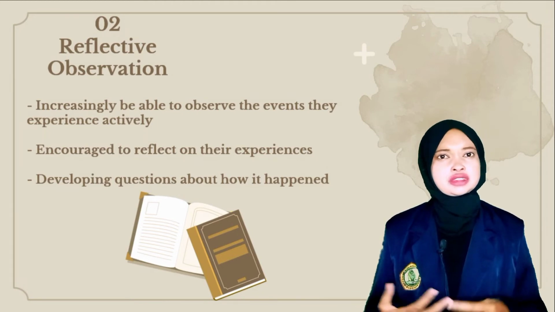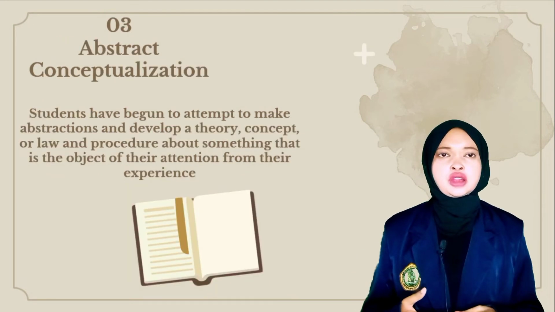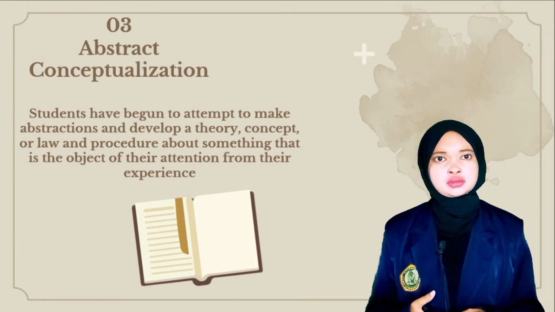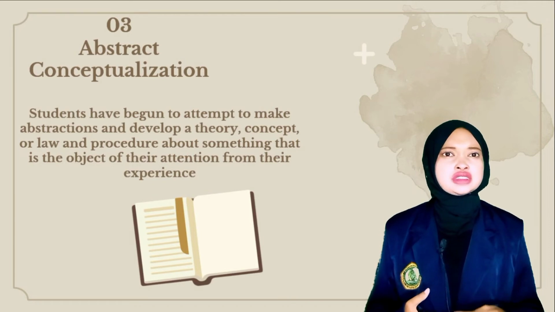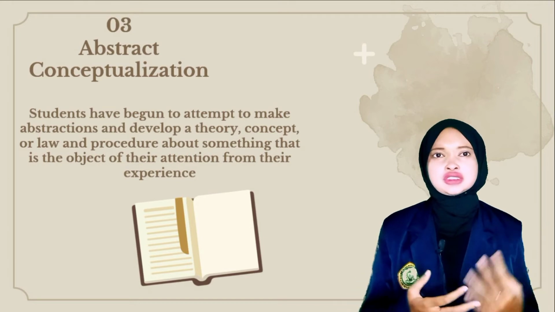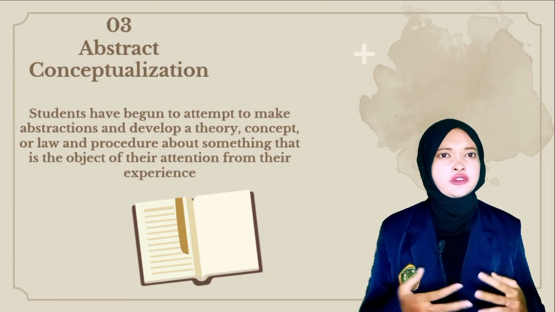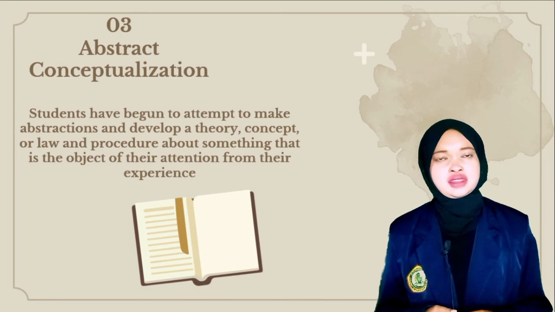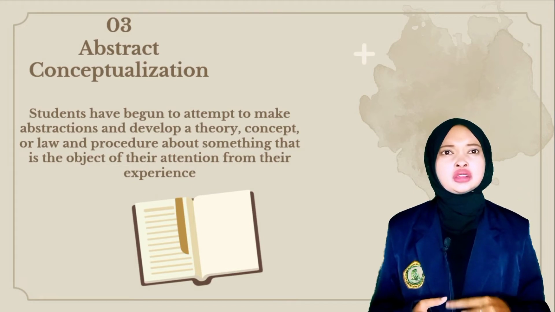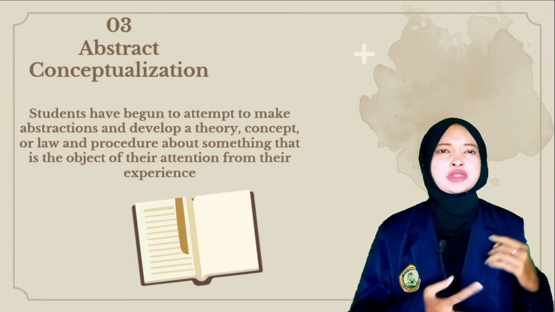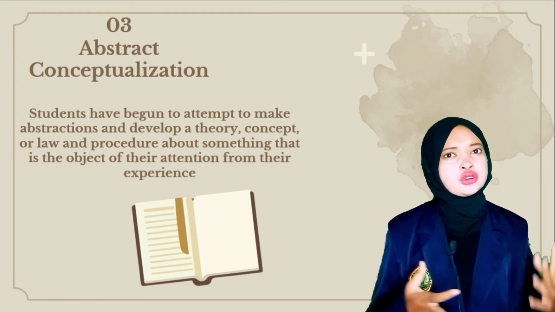After making observations from the experience found, the next stage is for students to learn through thinking, or abstract conceptualization. Abstract conceptualization is a learning event in which students begin to attempt to make abstractions and develop a theory, concept, or law and procedure about something that is the object of their attention from their experience. In this stage, students learn through thinking and are more focused on logical analysis of ideas, systematic planning, and intellectual understanding of the situation or case to understand the events that have occurred so far.